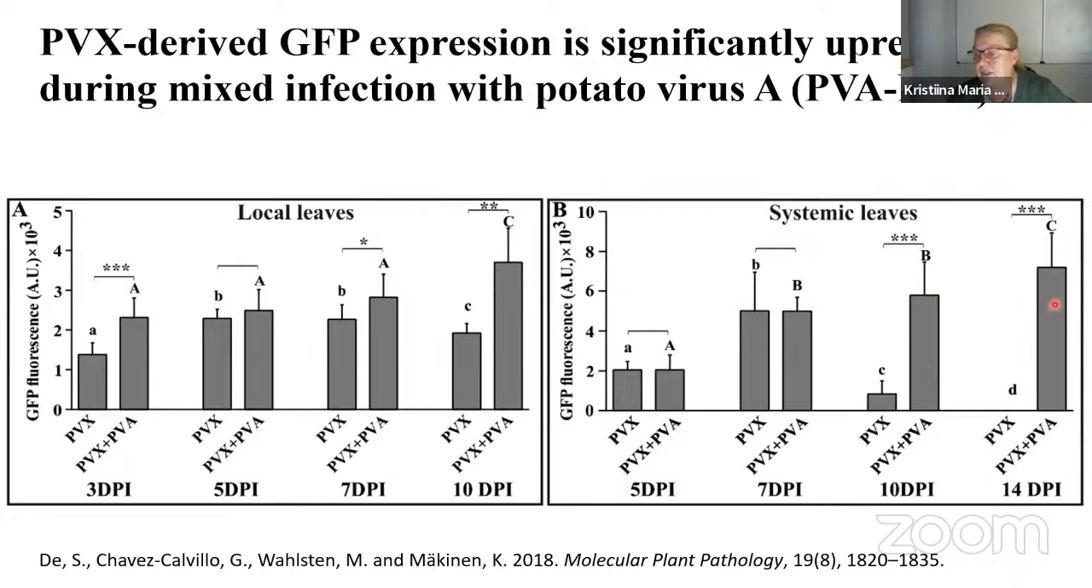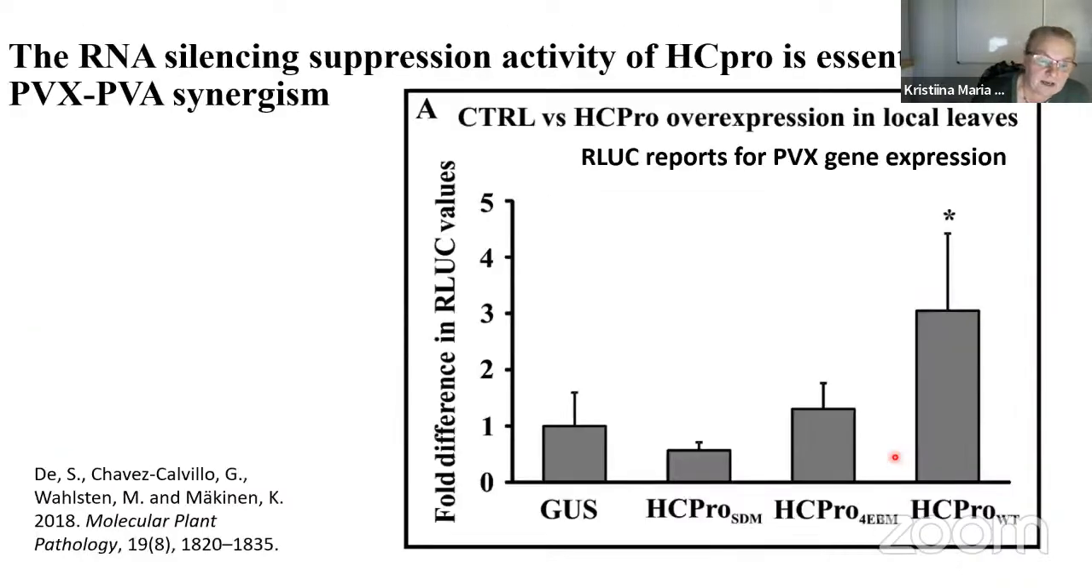But then we see that the gene expression is highly upregulated in this combination of two viruses. And it is specifically potato virus X that benefits from this synergistic infection. It is known that the helper component proteinase, a potyviral protein, is the RNA silencing suppressor of potyviruses. It is the protein that is responsible for this upregulation of PVX gene expression.